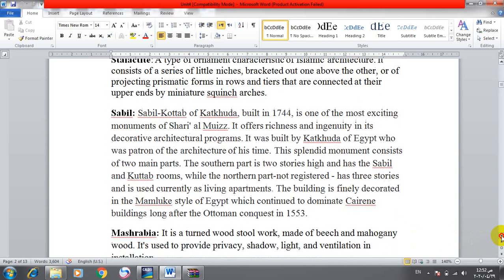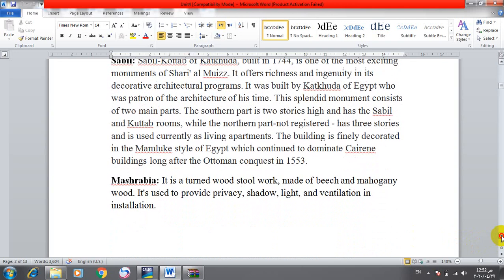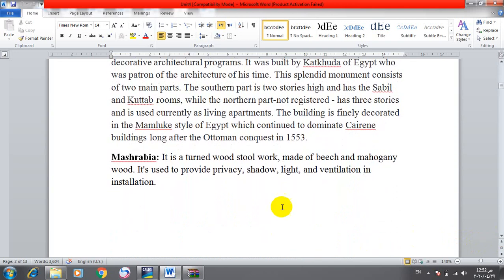The last term is the mashrabiya. It's a turned woodwork made of pine and mahogany, a type of wood. It is used to provide privacy, shadow, light and ventilation in installations.